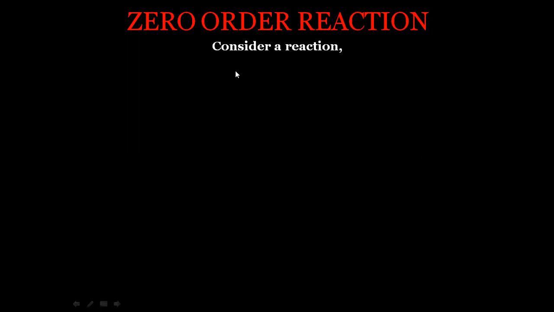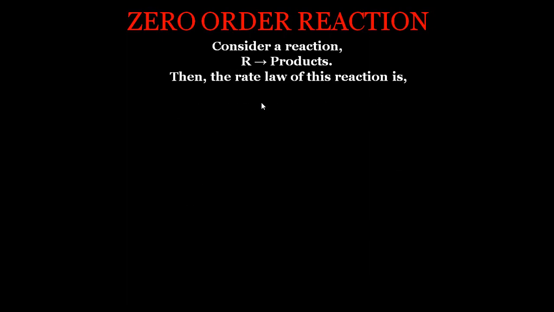So for a zero order reaction, let us consider a reaction. Let us say R to product. Then the rate law for this reaction will be, so if I take a reaction R to product, just one reactant, that is R, it is going into some products. We are not interested in products since the rate will be decided by the reactant, not the product.